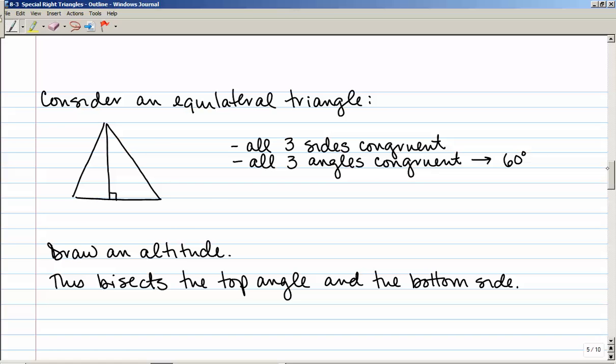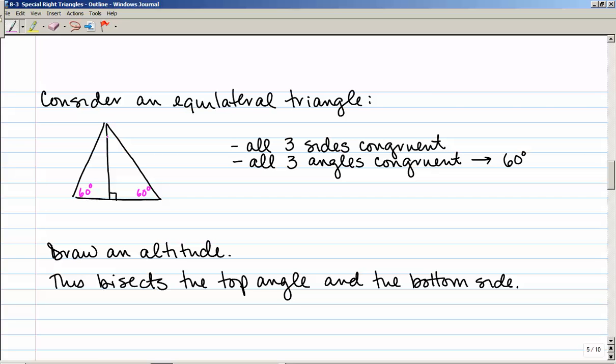Next, let's consider an equilateral triangle. Remember, an equilateral triangle has all 3 sides congruent and all 3 angles are congruent. They're all 60-degree angles. So this here is a 60, and this one's a 60, and then ignore the altitude for now. The big angle at the top is also a 60.